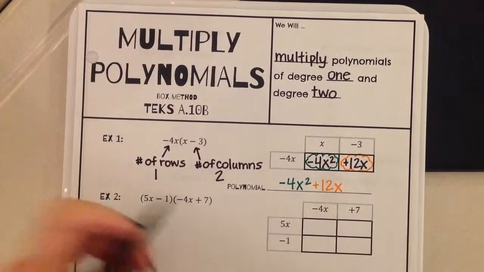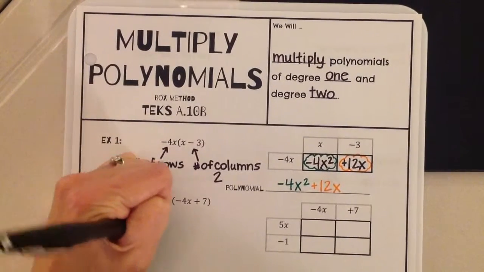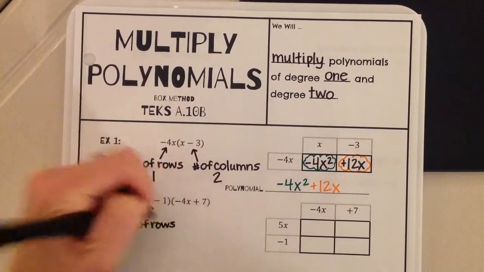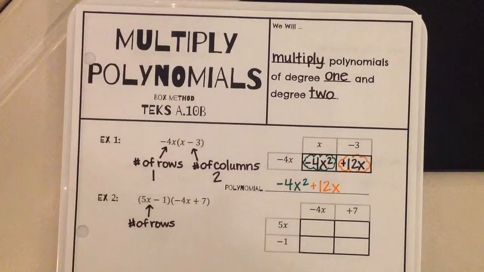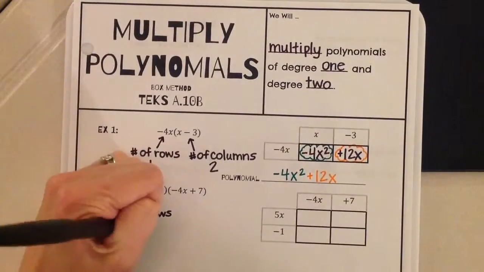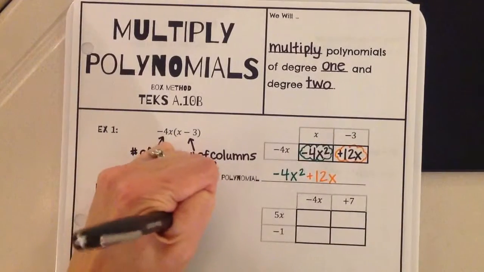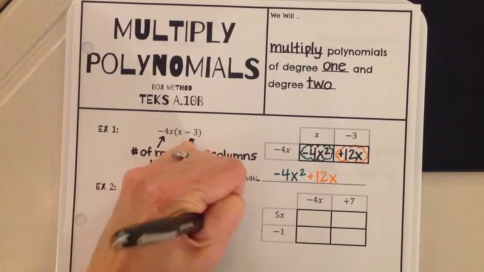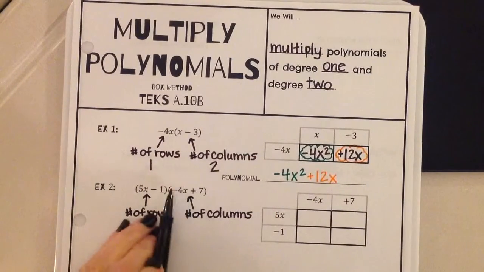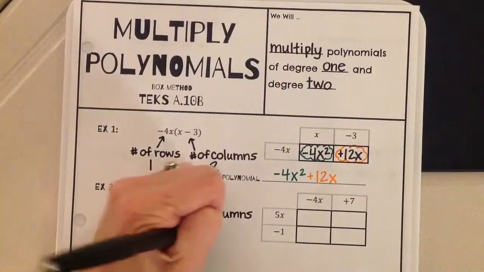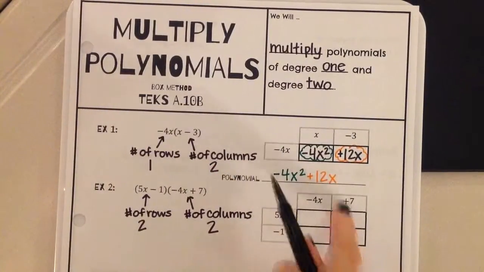Okay, now I can see I have two parentheses. The first parentheses, again, is going to give me the number of rows in my box, so I have to be able to count my terms. And I have a 5x and a negative 1. Again, if you get confused, you can always look over here for guidance. And there are two rows. And the second parentheses is going to tell me the number of columns. And again, I'm using the addition and subtraction signs to help me separate my terms. I have a negative 4x and a 7. Two terms means two columns, one for the negative 4x and one for the positive 7.